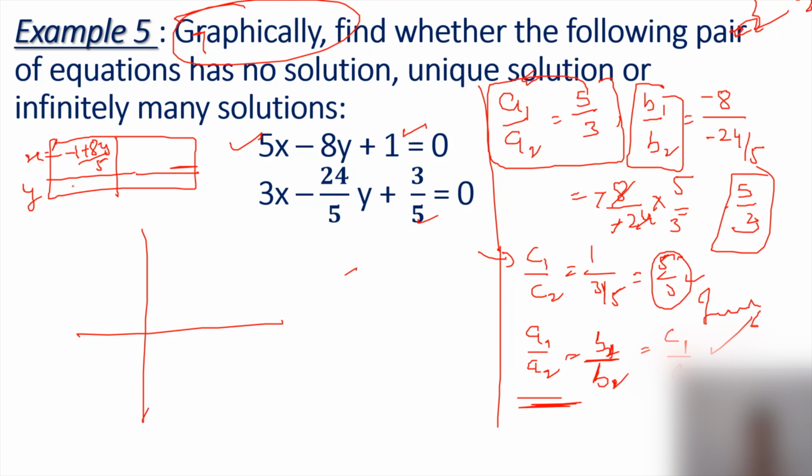Put the value of y as, let us consider, 2. Y is equal to 2. 8 2s are 16, minus 1 is equal to 15. 15 by 5 is equal to 3. So this way you can find the points and you can plot the points also.